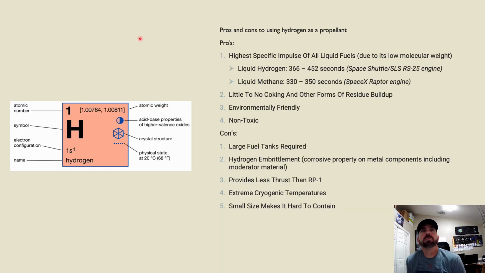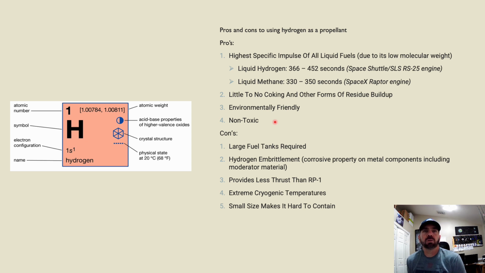So why hydrogen? Well, here are some pros and cons of why hydrogen as a propellant is a preferred chemical. The biggest is the highest specific impulse of all the other liquid fuels, and that's due to its lowest molecular weight. As a comparison, we can see liquid hydrogen to liquid methane, 366 seconds to 330 seconds. Little to no coking and other forms of residual buildup, environmentally friendly, and it's non-toxic.